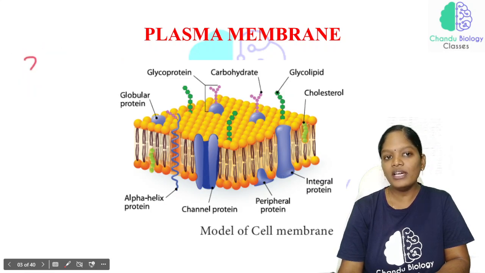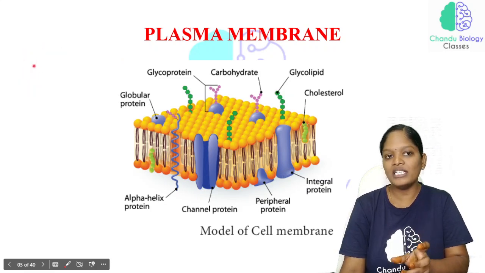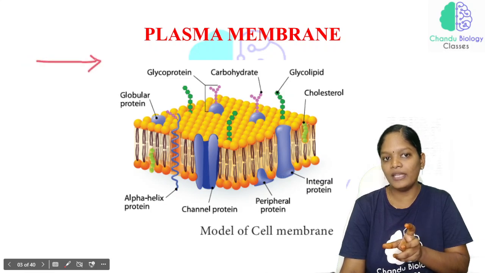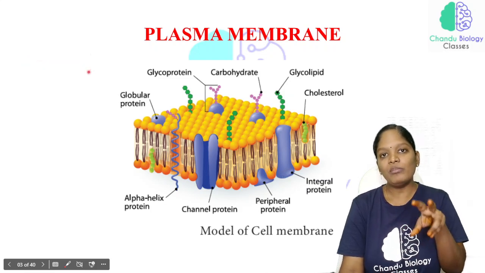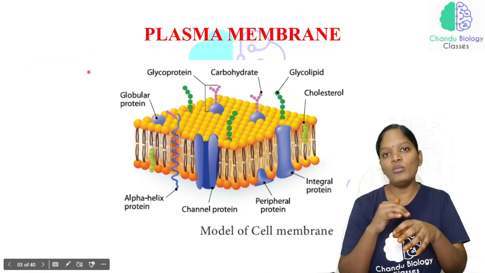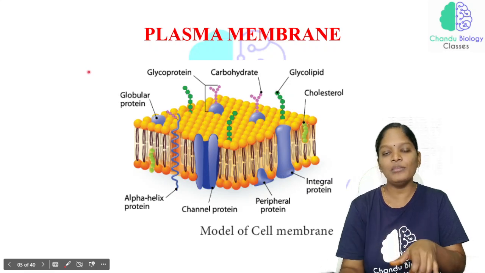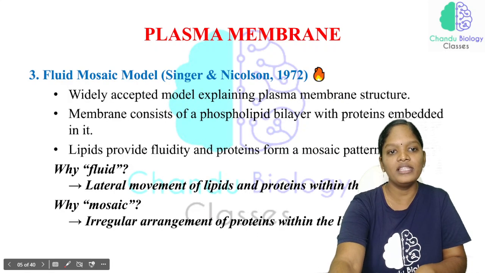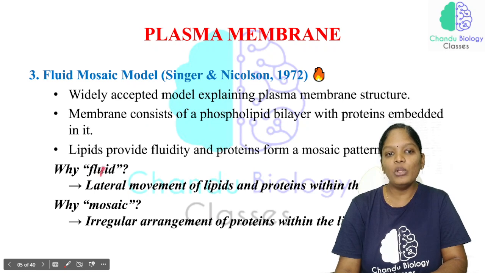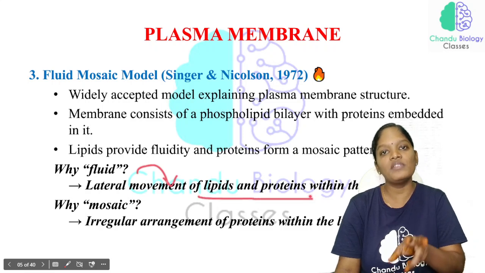So here, if any particle has to be moved laterally, only if the plasma membrane is fluid can the lateral movement be easily possible. So that is why there is fluidity. Why does it have to be fluid? If it is fluid, the lateral movement of lipids and proteins will be possible.